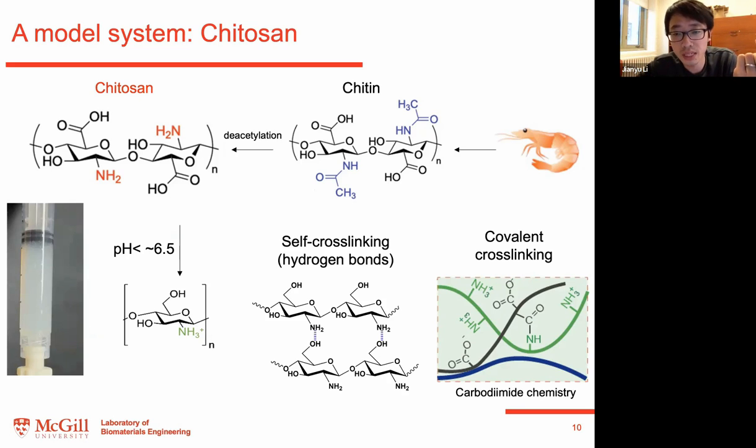So in addition to this physical crosslinking, it can also enable the covalent crosslinking. So for example, by simply doing the carbodiimide chemistry, we can form the covalent crosslinks, the amide bonds between the chitosan with the secondary polymers such as alginate, or we can introduce the aldehyde chemistry, can crosslink chitosan chains together to form a covalently crosslinked hydrogel.